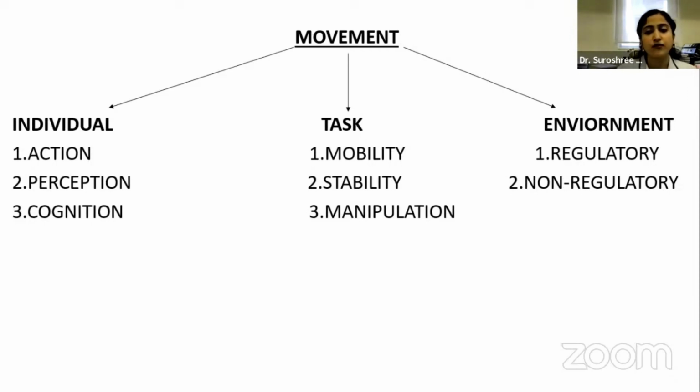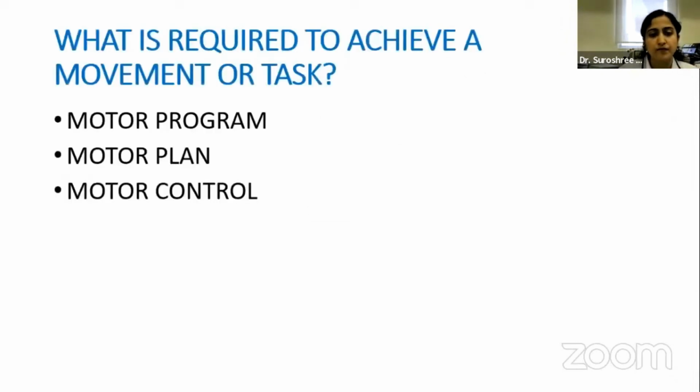So till now, we saw that for movement, you have three important components. You have individual, task, and environment. In individual, you have three features like action, perception, and cognition. Action deals with the motor part, perception deals with the sensory part, and cognition deals with your higher mental function, to know how to do a particular thing. Coming to task, we saw three parts. One was mobility, second was stability, and the last one was manipulation. And in the environmental part, you had two factors, regulatory and non-regulatory factors.